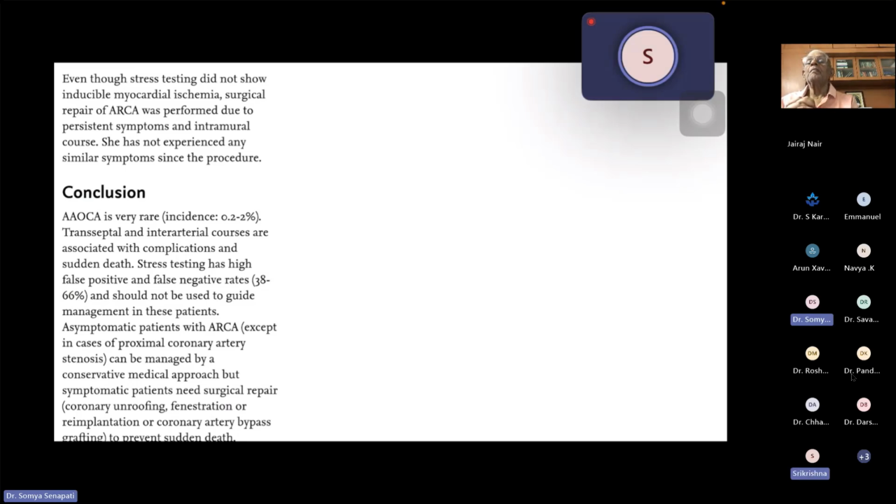stress testing has a very high false positive and false negative rate, which ranges up to 38 to 66%, and should not be used to guide the management in these patients. So in asymptomatic patients, conservative medical management can be done. But in cases where symptoms are seen, they definitely need surgical repair to prevent sudden cardiac death.